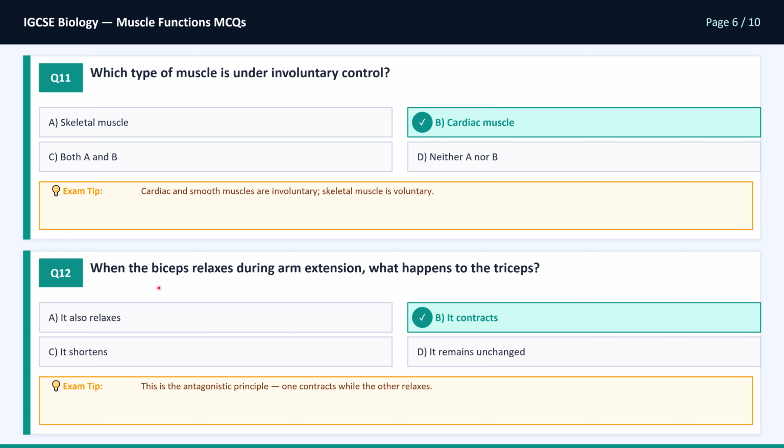Question 12. When the biceps relax during arm extension, what happens to the triceps? Option A, it also relaxes. Option B, it contracts. Option C, it shortens. Option D, it remains unchanged. The correct option is option B, it contracts. Exam tip: this is the antagonistic principle. One contracts while the other relaxes.